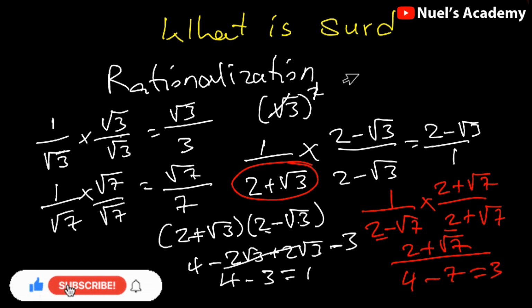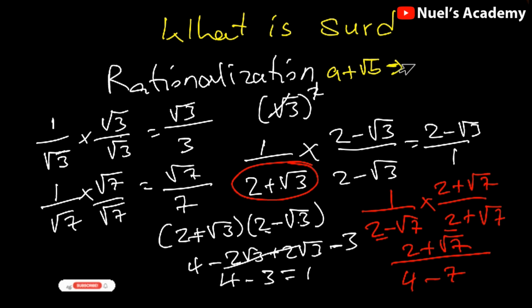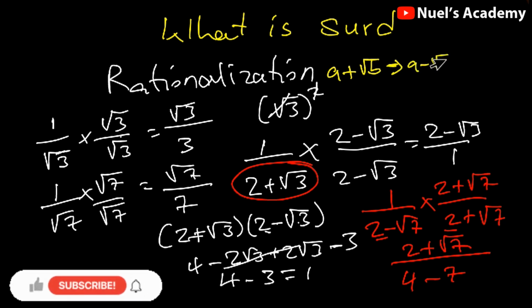So which is 7. Generally, if you have a plus root b in the denominator that you want to rationalize, you are going to take the conjugate, which is a minus root b. And if you multiply the original surd with its conjugate, you are going to get a squared minus b. Just as we did here, a is equal to 2, so 2 squared is 4, then minus b, which is 7, so 4 minus 7. That's just the easiest way to do it.